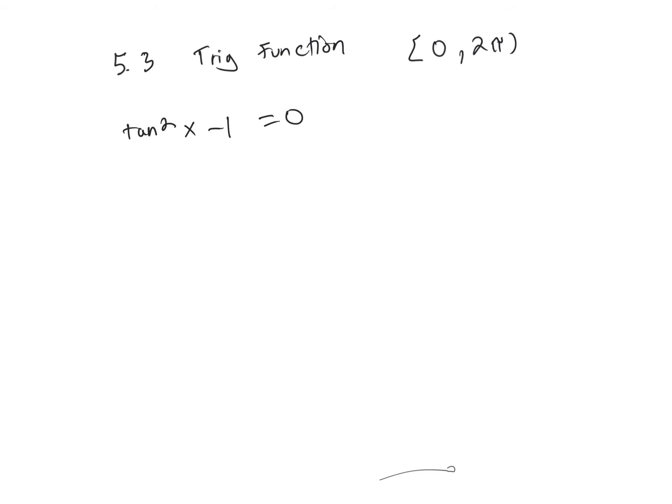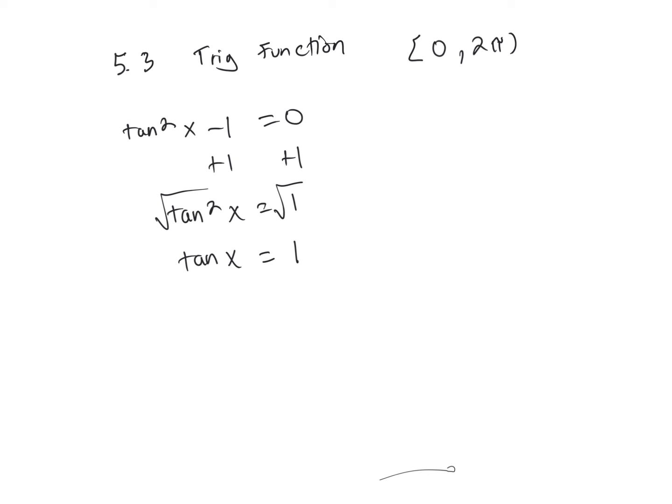Well, let's think about this first. Let's solve for x. We can add 1 to both sides, so we get tangent squared of x equals 1. We can square root both sides. Tangent of x must then equal 1.